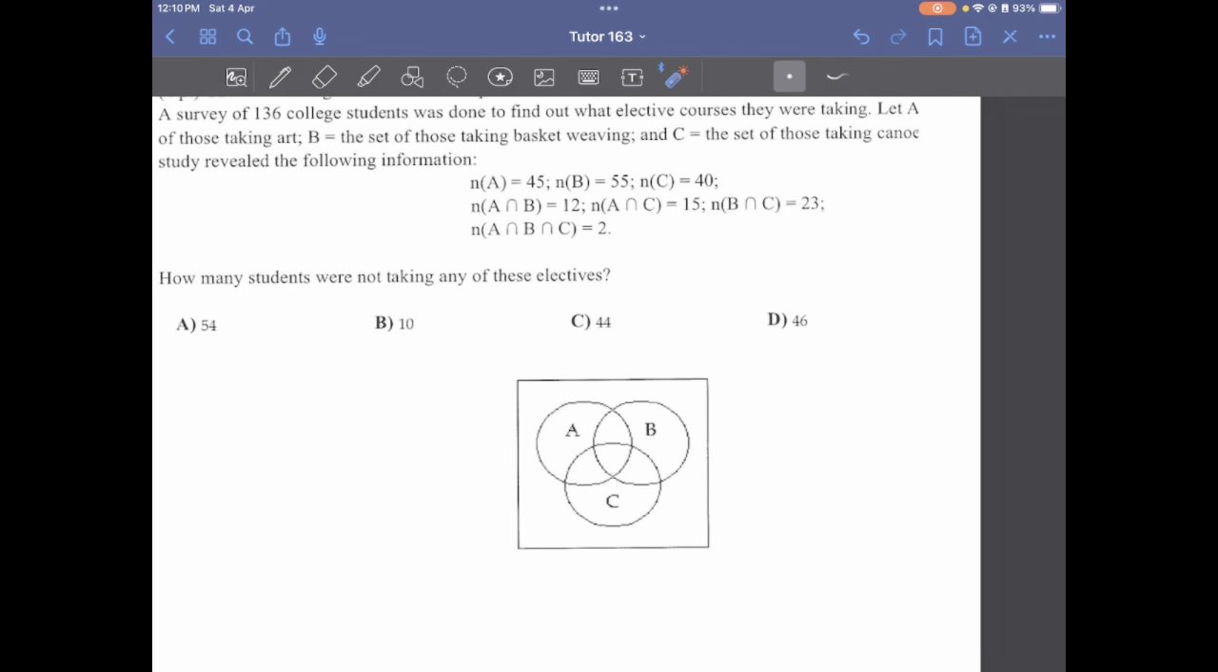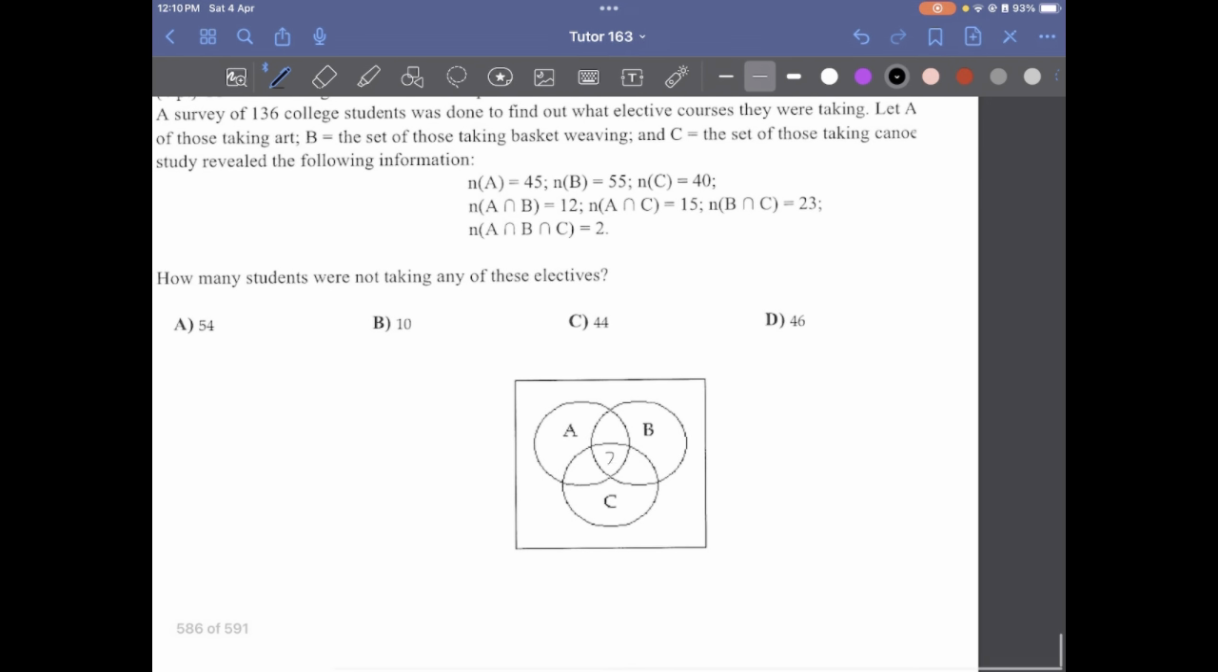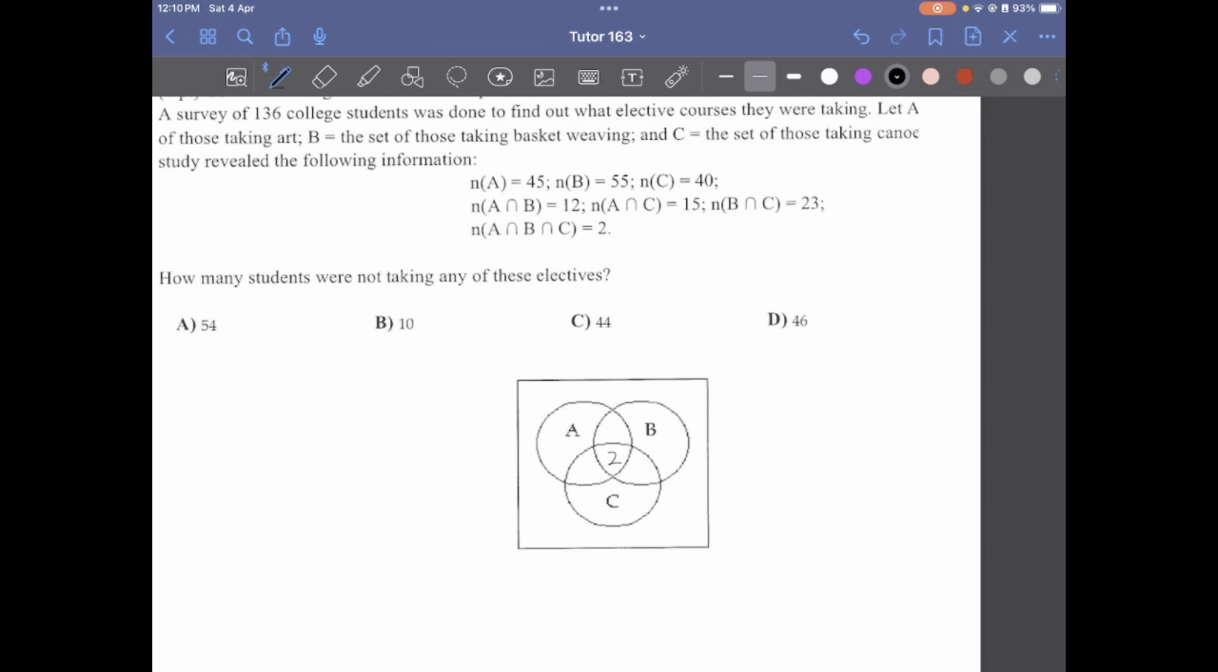So we're going to start from the inner A intersection B intersection C. That's right here. That's 2. So we're going to put 2 here, right? Now, for A intersection B, that's 12, but we're going to subtract the 2 from that. So that'll be 12 minus 2, which is 10. A intersection C, 15. We're going to subtract the 2 from that. That'll be 13. B intersection C is 23. We're going to subtract the 2. That's 21.